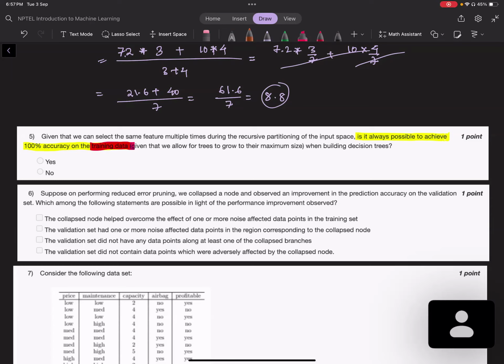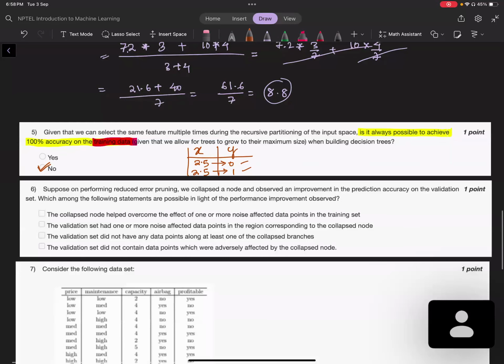Okay, so the answer is no. I'll tell you how. Let's say there is a variable x and there is y. Let's say the value of x is 2.5 and 2.5, and the value of y for this 2.5 is 0 and 1. So even if we split on x multiple times to an infinite depth, we will never achieve this solution, because on the same value, one label is 0, one label is 1.